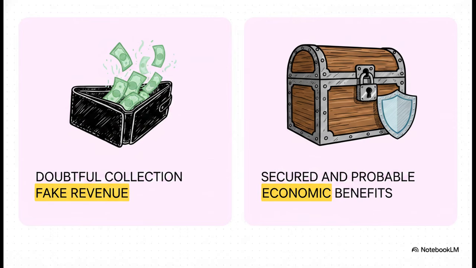The AS7 fix clearly states that contract revenue is recognized only when it is probable that economic benefits will actually flow to the entity and can be measured reliably. It basically stops paper profits from masking a real cash crisis.